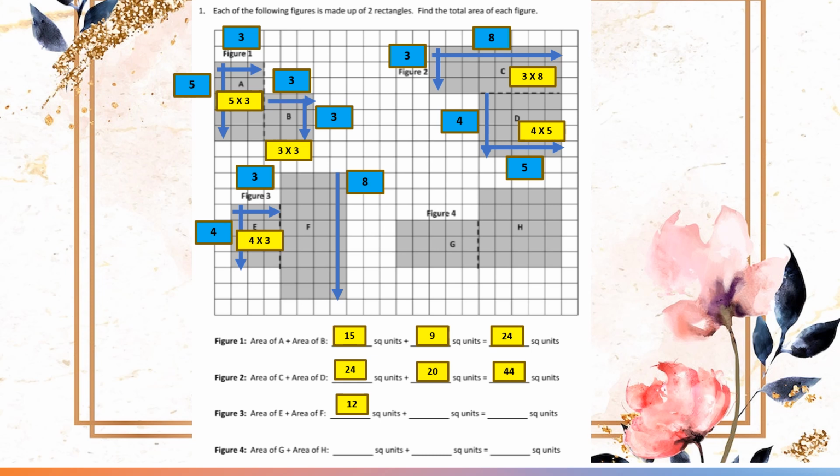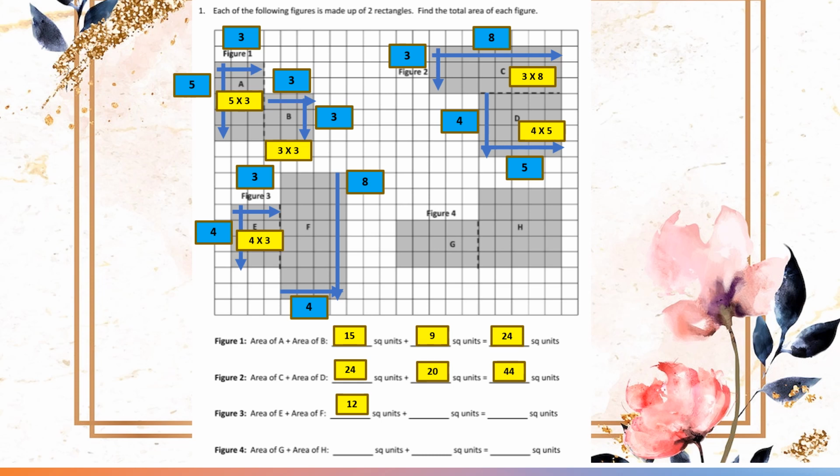It's 8. Rectangle F is 8 units long. Now let's count the units that make up the width of rectangle F. It's 4. Rectangle F is 4 units wide.